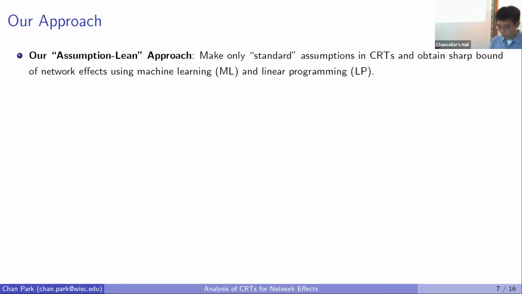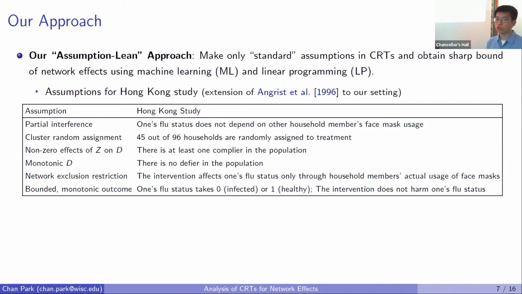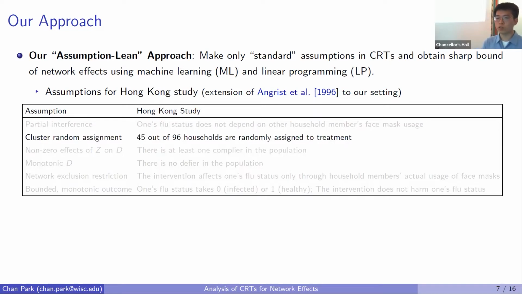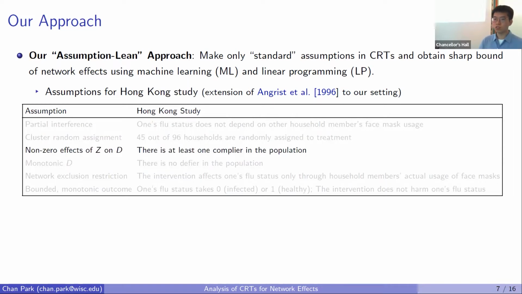So what can we do? We consider an assumption-lean approach in the sense that we make only standard assumptions in CRTs and obtain sharp bounds of network effects using machine learning and linear programming. These are the assumptions for the Hong Kong study, which can be understood as an extension of the previously mentioned Imbens et al.'s paper to the Hong Kong study setting. The first assumption is partial interference, and the second assumption is cluster random assignment, which are plausible to describe this Hong Kong data. The third assumption is that there is at least one complier in the population. And the fourth assumption is that there is no defier in the population, which are also plausible in many CRTs.